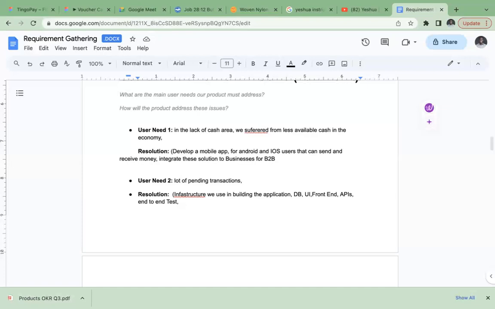So for the DB, you go to the engineers. For the UI, you go to the front-end engineer, design engineers. For the front end, you go to the front-end engineers. For the APIs, you go to the back-end engineers that write APIs. APIs are links that connect your front end to your back end, basically to your database, right?